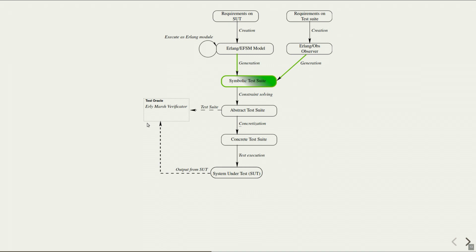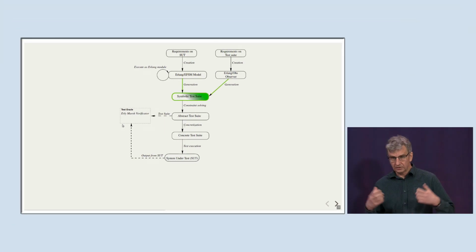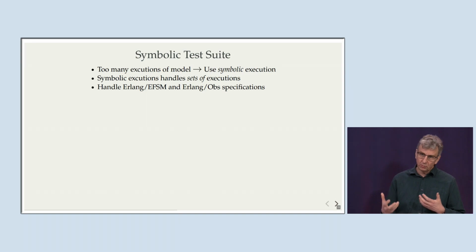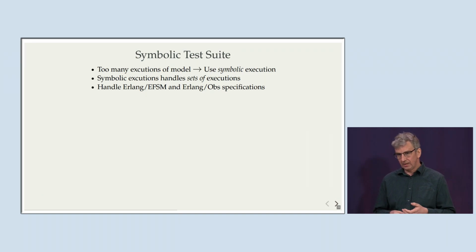Okay, so then we have the two main components here, the model and the observer, and now we're going to create test suites. Well, as I said, the observer is one way to limit the test cases, or limit the practical implications we have when we have this huge number of test cases. Another one is symbolic execution. That means that we can handle sets of executions, because we treat the parameters symbolically.